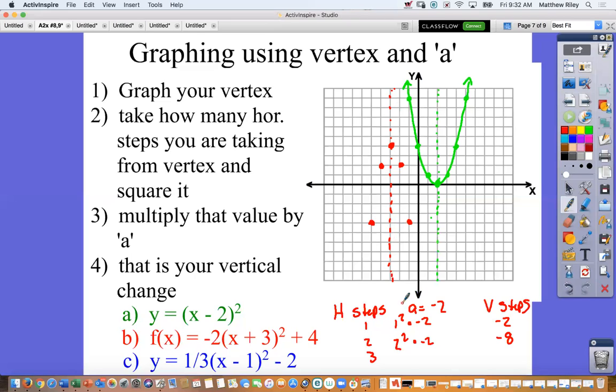So if I took 3 steps, what's it going to be? -18. Perfect. So again, 3 steps, -18, that's going to be way down here, so on and so forth. There you go. Anytime you graph, I need to see 5 points, always.